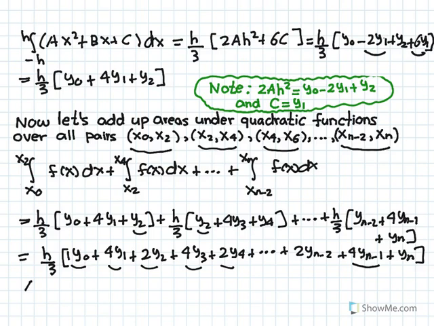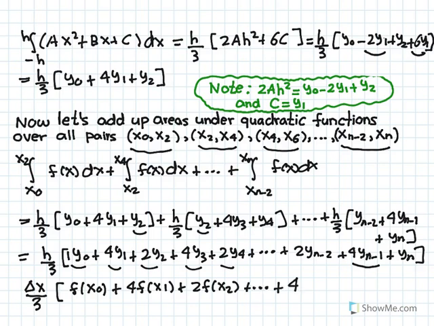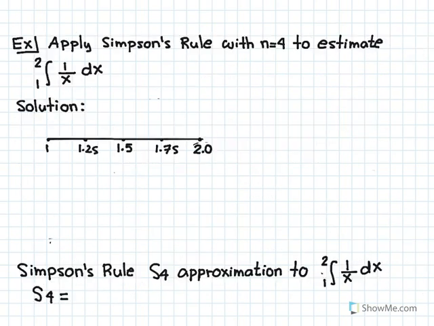So let's rewrite this. We get delta x over 3 times y0, which is really f of x0, isn't it? That's f of x0 plus 4 f of x1 plus 2 f of x2, all the way to 1 before the last, we get 4 f of xn minus 1 plus f of xn, and we close the bracket. That's Simpson's rule.